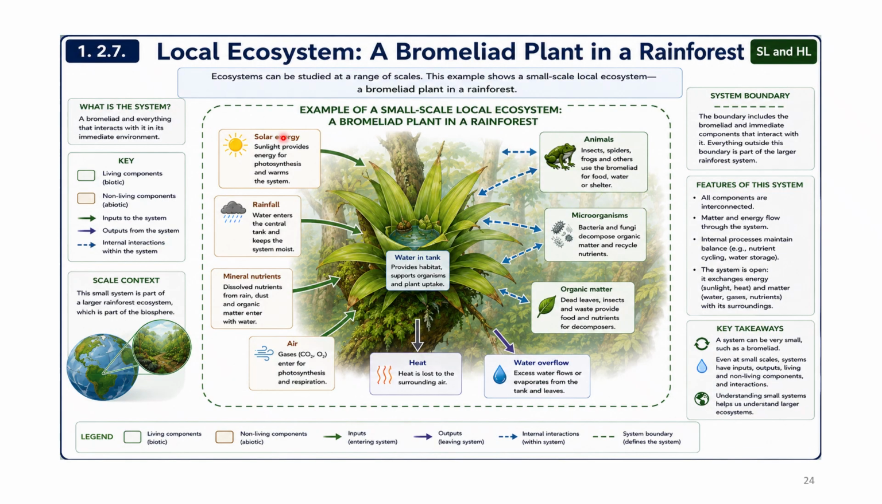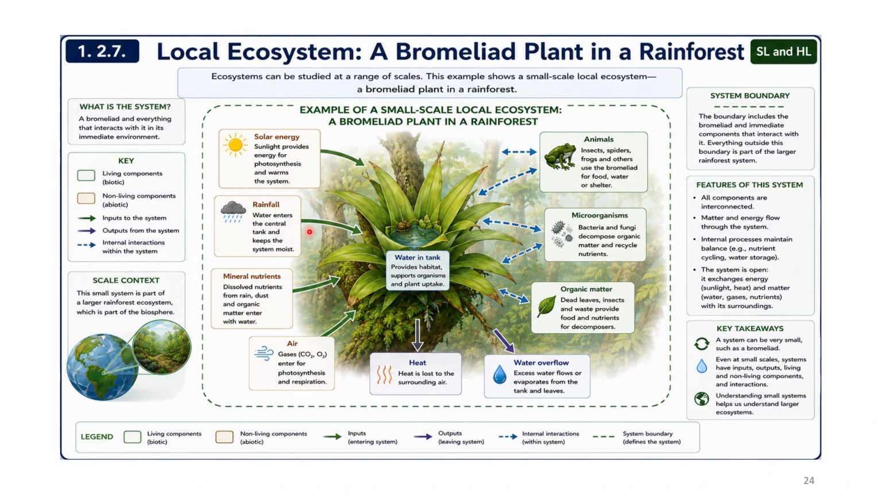Local ecosystem, a bromeliad plant in a rainforest. A system can be studied at different scales. Here, the system is a single bromeliad plant, and the organisms and environmental factors interacting with it within a defined system boundary.